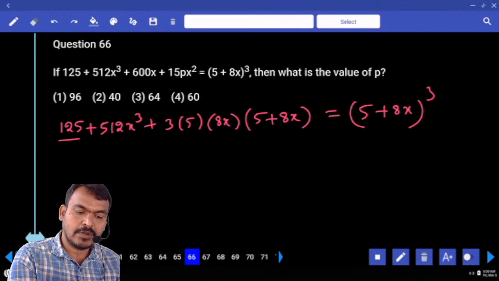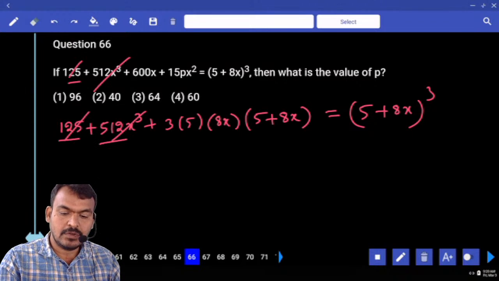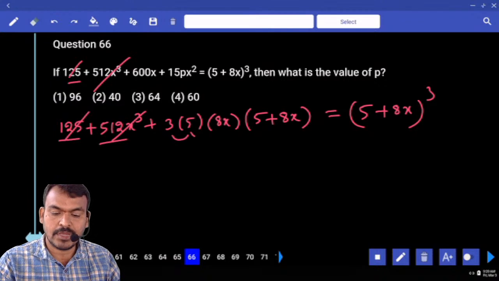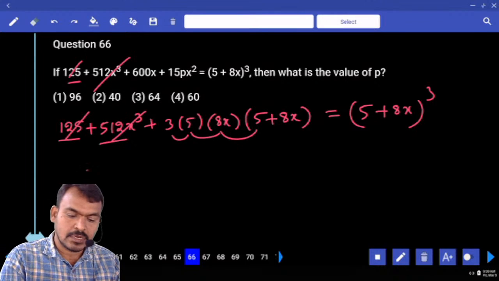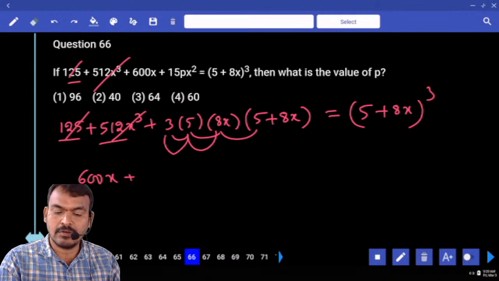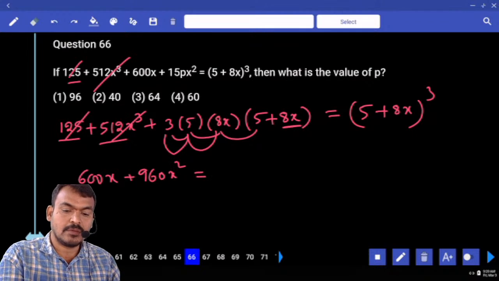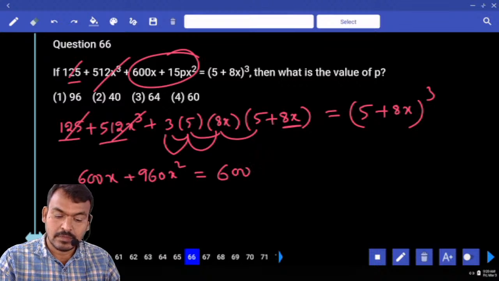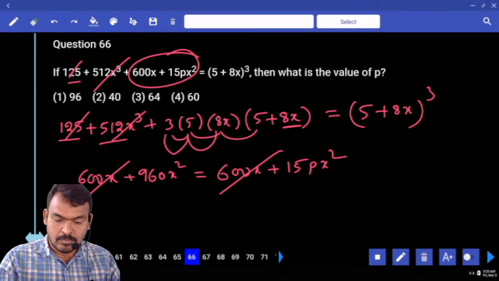125 is common, and 512 x cube is common. 3 into 5 is 15. 15 into 8 is 120. 120 into 5 is 600, so it is 600x. Plus 8 times 5 is 40, 3 times 40 is 120. 120 into 8x gives 960 x square. That is equal to the remaining value: 600x plus 15p x square. Both sides 600x cancel. Both sides x square cancel.